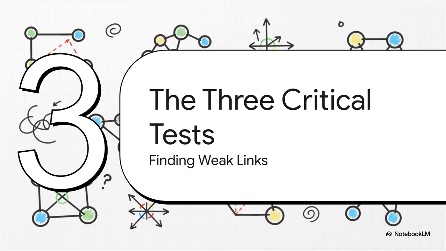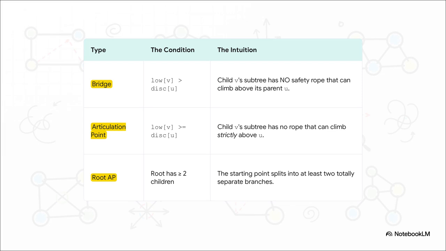So with our safety rope analogy and these two little measurements in hand, we can now define three simple but incredibly powerful tests to find every single weak link in our network. Okay, looking at this table, the real key is the subtle difference in these conditions. For an edge between parent u and child v to be a bridge, the child's low-link value has to be strictly greater than the parent's discovery time. That means its entire branch has no safety rope that can even get back to its parent.